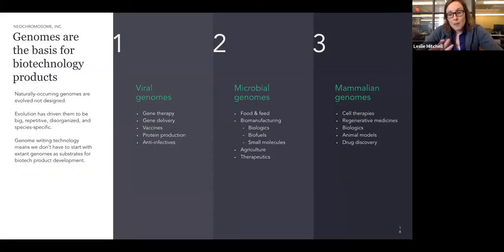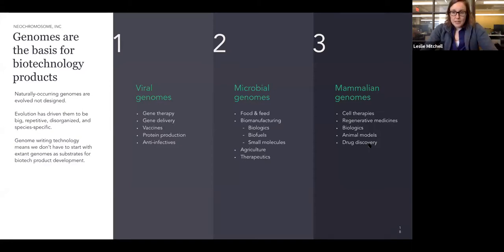I will put in a small plug for NEO at this point. So this idea that genomes are the basis for all biotechnology products listed over here: viral genomes underpin gene therapy and so many more things. Microbial genomes run the gamut from therapeutics to food to agriculture, and mammalian genomes underpin cell therapies, regenerative medicines, et cetera, et cetera.